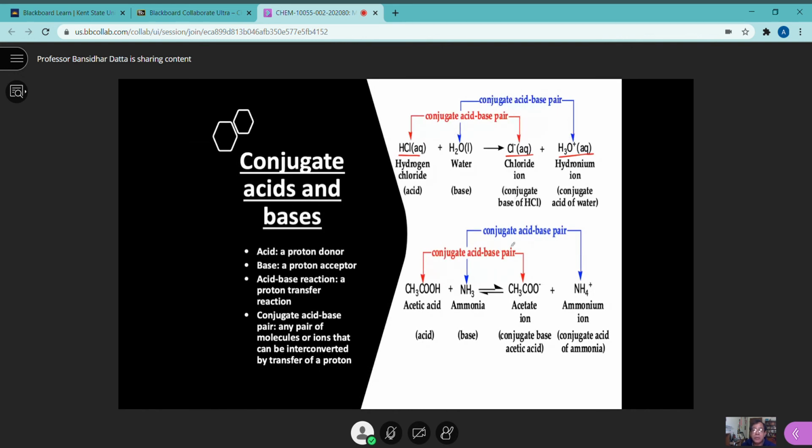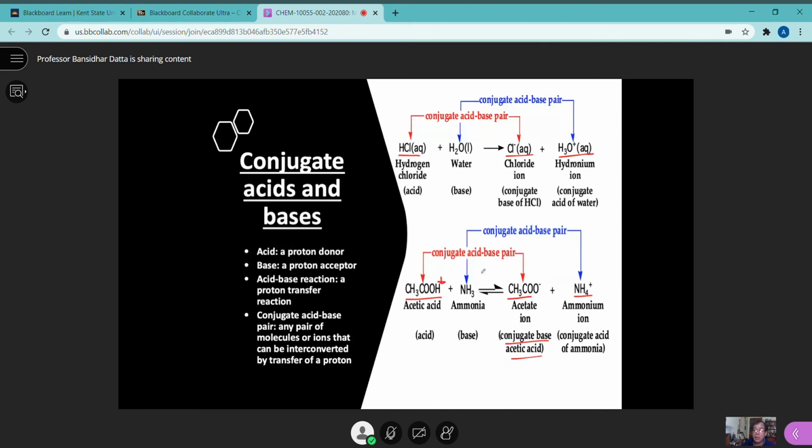Likewise, another conjugate pair: acetic acid. It has one proton right here. Ammonia will accept the proton and become the ammonium ion. Ammonia is a base, we already know. A base accepts a proton, and it is converting to the ammonium ion, the conjugate acid of ammonia. That's a pair. There's another pair: acetic acid is converting to the acetate ion, CH3COO minus, giving the proton to ammonia. So the acetate ion is the conjugate base of acetic acid.